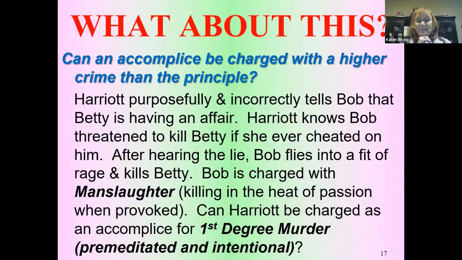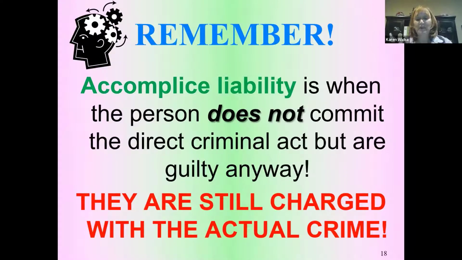But Harriet actually premeditated and plotted it and set the whole thing in motion. So can we charge her the higher level of murder in the first, which is premeditated, intentional murder, even though the principal is only going to get a lower homicide charge? The court said, yes, you can have those types of things. That will be acceptable.